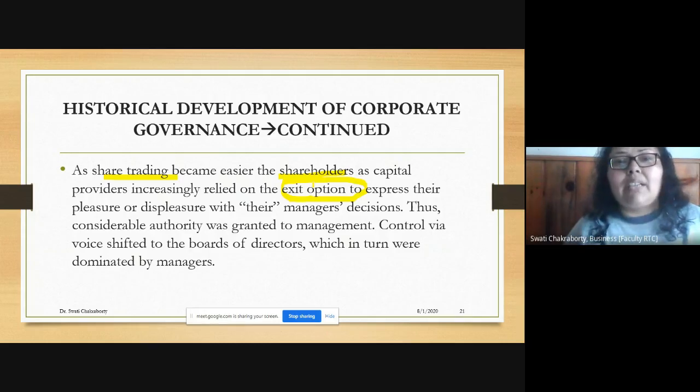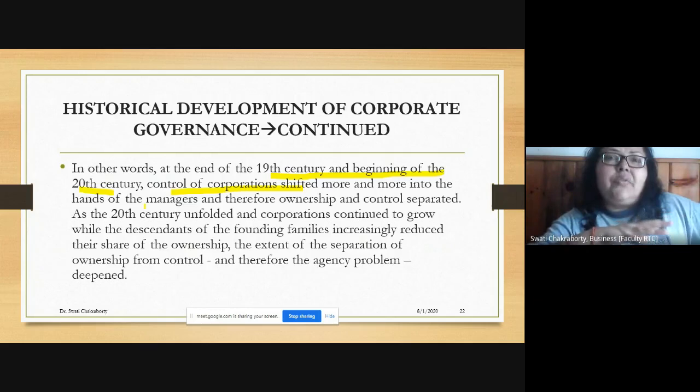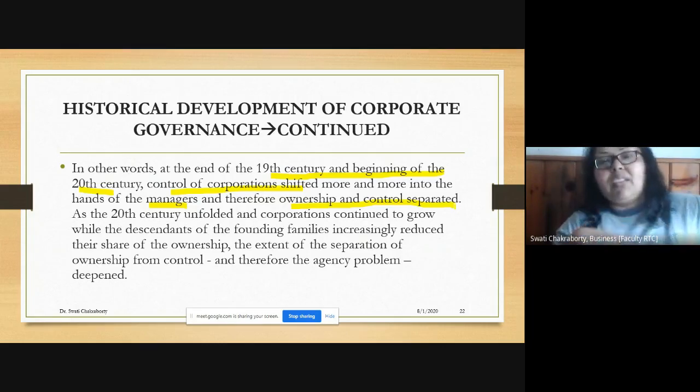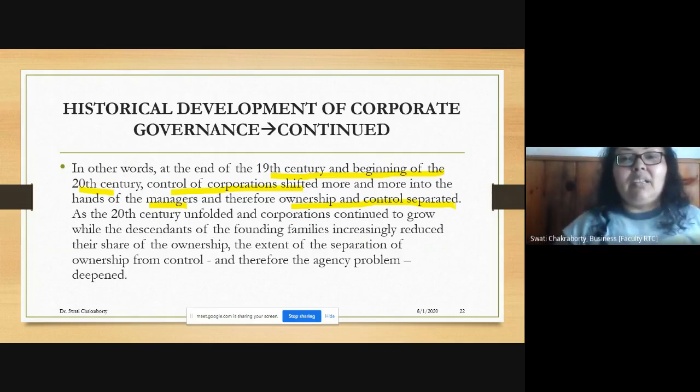Then towards the end of the 19th century and the beginning of the 20th century, and as we are progressing, the control of corporations got shifted from the owners to the managers. Managers were taking care of the day-to-day operations, and that's how there was a separation of ownership and control. Owners own it, and controlling was done by the managers, a group of people, right? This is how the concept of corporate governance has developed, and that's the concept that we have today.